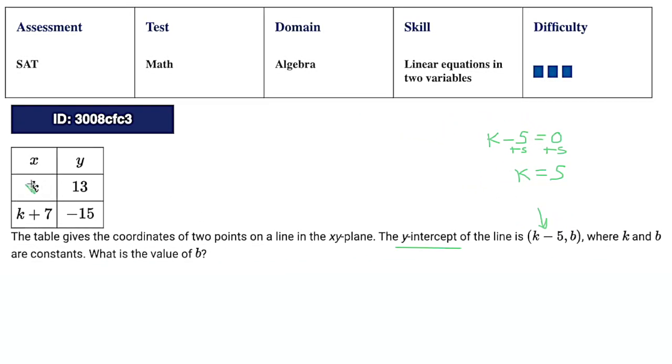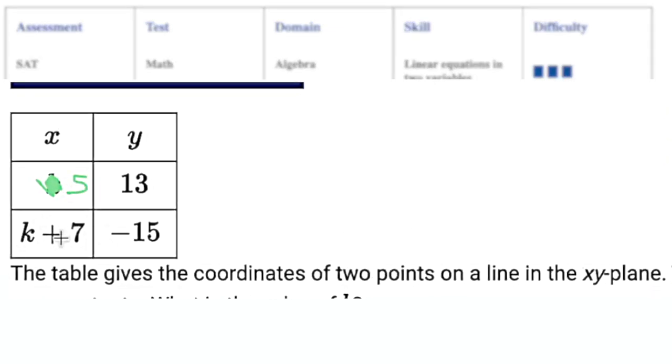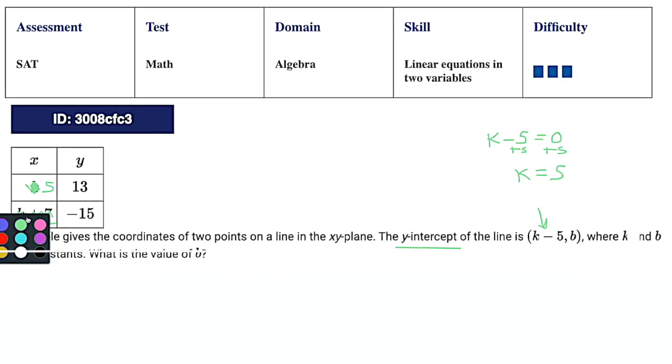So we can change this. Instead of k, 13, it'll be 5, 13. Instead of k plus 7, negative 15, it'll be 5 plus 7, which is 12. And now I'm feeling a lot better about this. From here, we can do a couple different things. If you want, you could use the slope formula to find the slope of this, because our basic formula for a line in slope-intercept form would be y equals mx plus b.